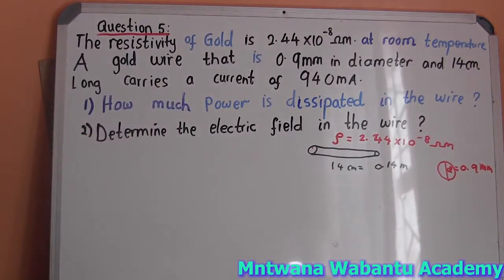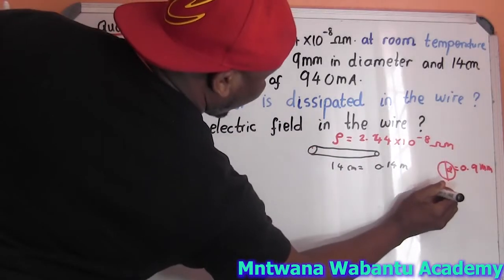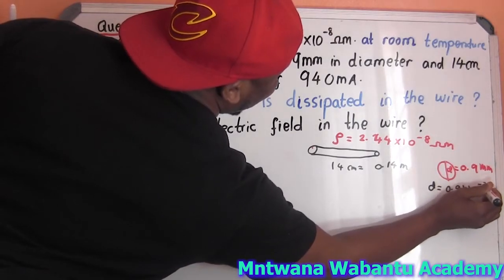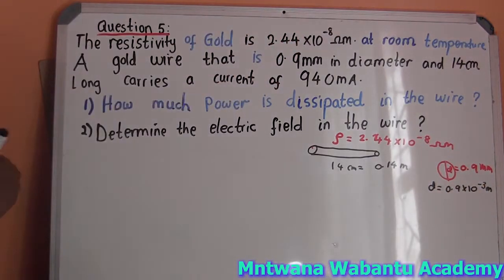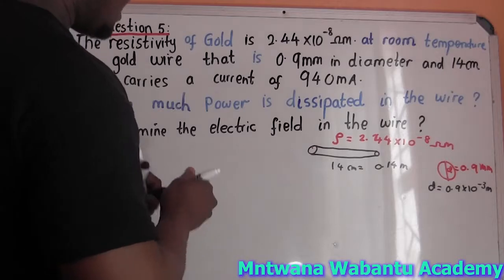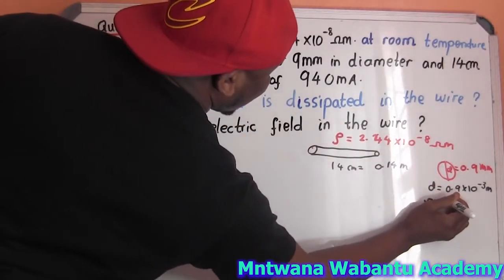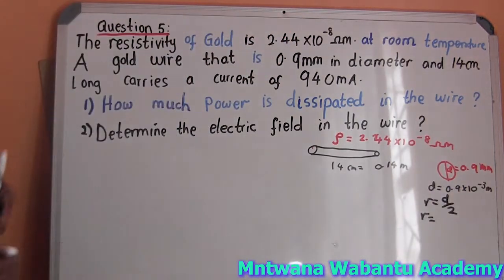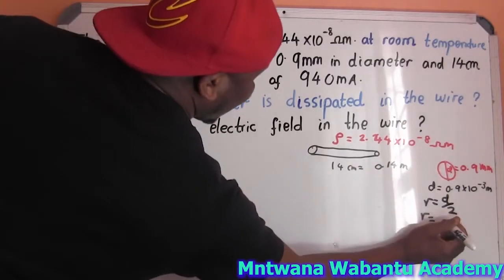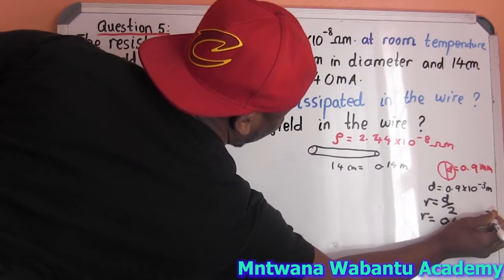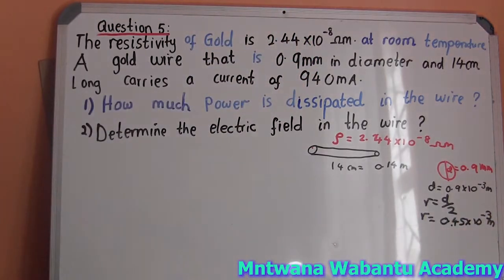So we're going to have to change that diameter to meter. If you want to change to meter, you have to multiply by 10 power negative 3, so it's going to be in meter. But remember, I don't just need diameter, I need what? I need radius. To get radius, take the diameter divided by 2. So our radius is going to be 0.45 times 10 power negative 3 meter.